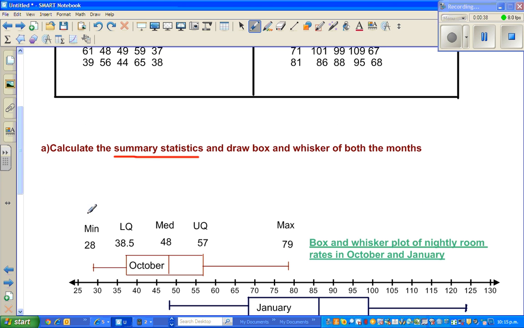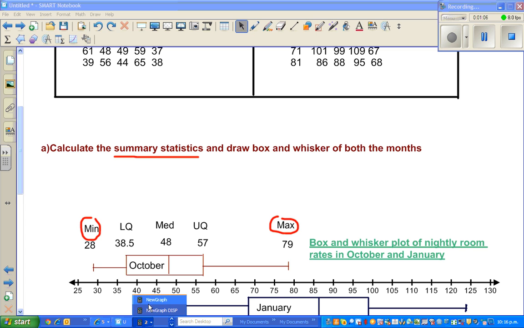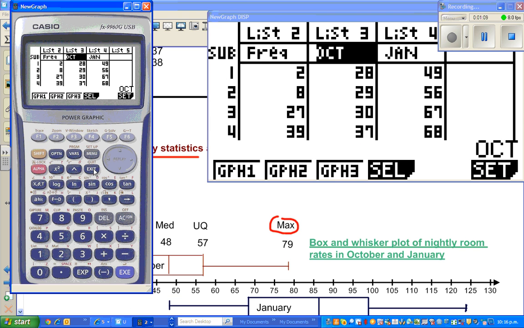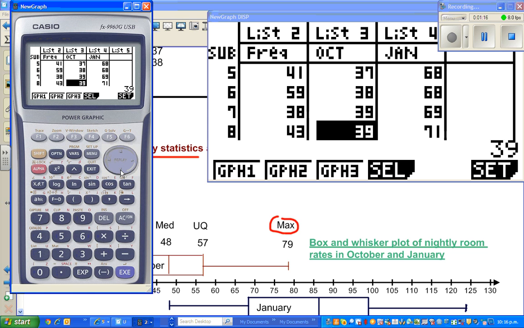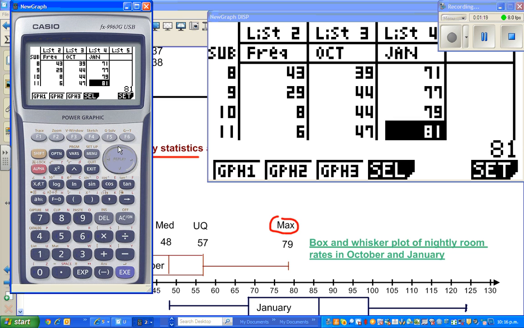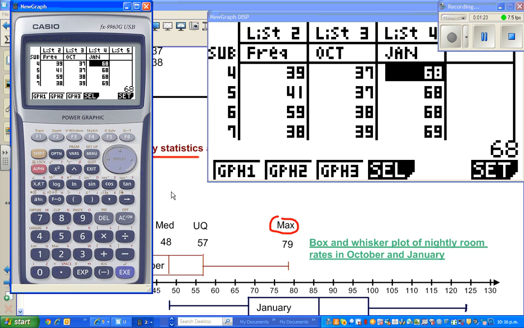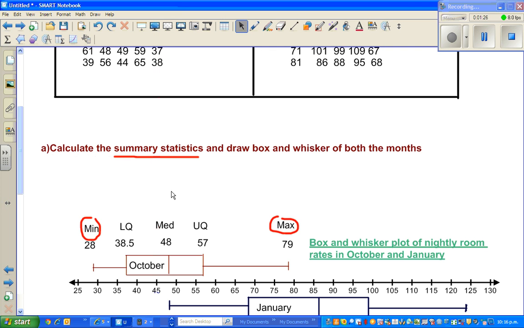Now five number summary are five measures which start with the minimum value, the lower quartile, median, upper quartile and maximum. Now minimum and maximum is easy. You can understand the minimum and maximum. To calculate each of these statistics, we order them from the lowest to the highest, which we saw in the last video. So here we have got the data set of October ordered from the lowest to the highest. In the same way we did for January. That's the first thing that you do to calculate the summary statistics.